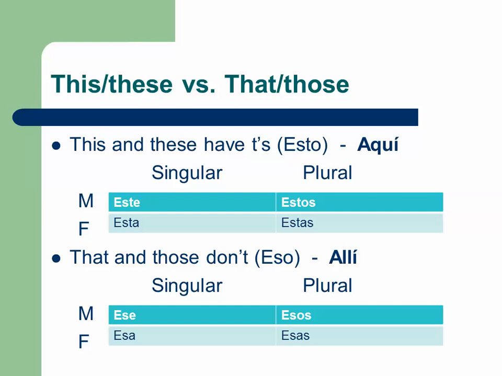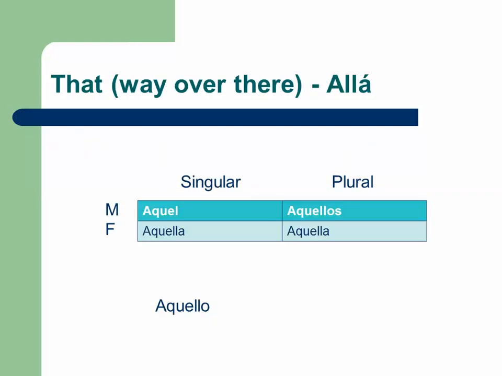So just remember, this and these have T's, that and those don't. Este and ese, like the close ones, this one and that one, those are the most important. And aquel is not nearly as common, but still exists. So you will need to know it for some of the exercises in this chapter, but it is not nearly as important as the other two, so just keep that in mind.